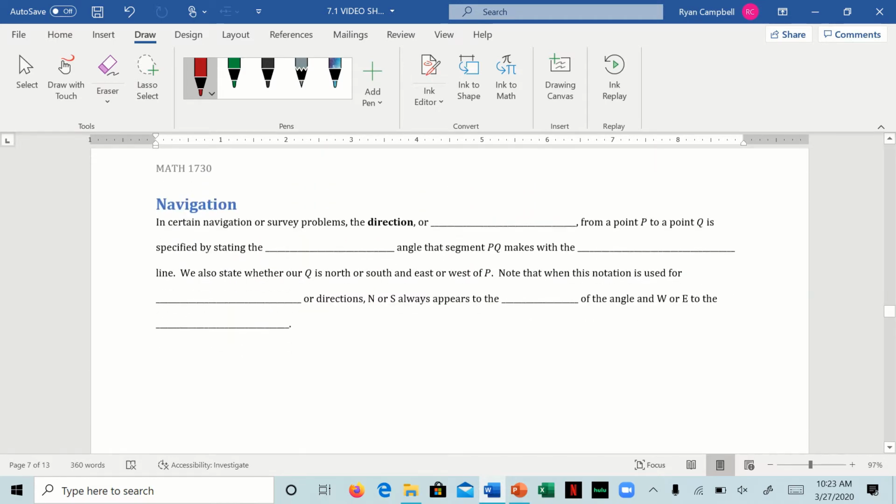All right. Now let's talk about navigation. So navigation is the last way that we'll talk about for applications when it comes to trig. And I wanted to wait until this section because we needed to talk about inverse before we got to this point. So in certain navigation or survey problems, the direction, also known as bearing or bearings, from point P to point Q is specified by stating the acute angle that segment PQ makes with the north-south line.